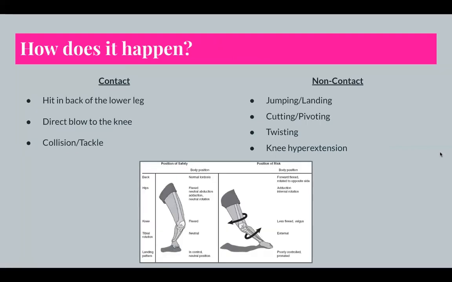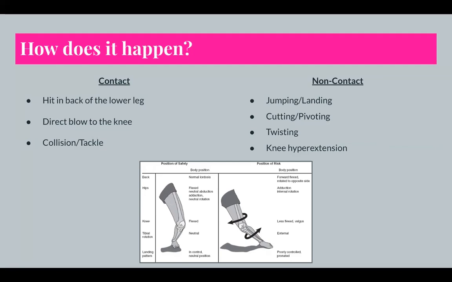We're now going to focus on how the ACL tears happen. An ACL injury can happen in one of two ways, either contact or non-contact. In a contact injury, the knee experiences an external force. This can entail someone hitting the back of your lower leg, a direct blow to the knee, or being involved in a collision or tackle.